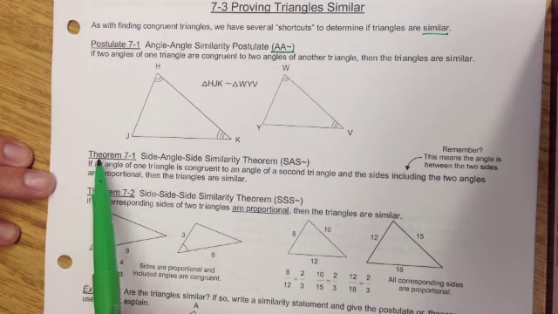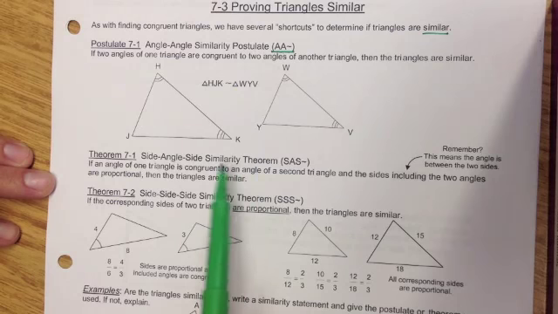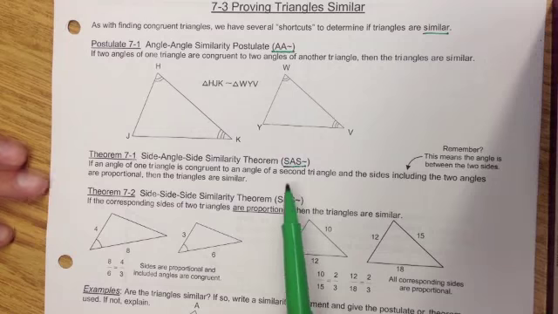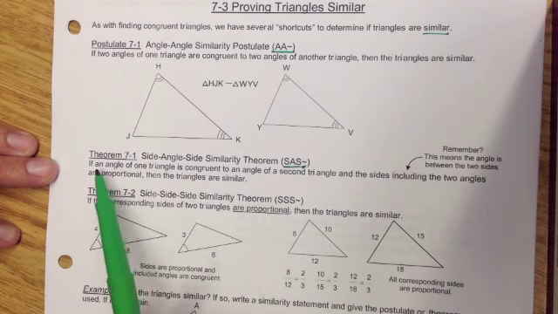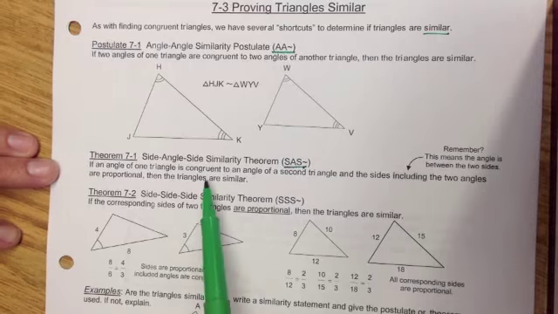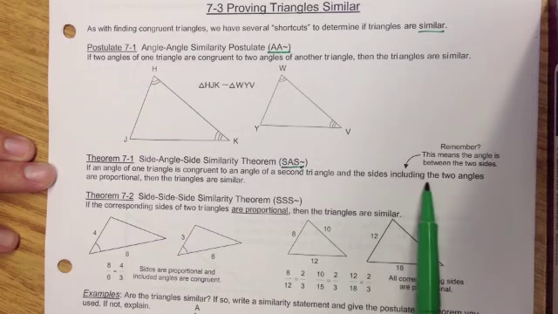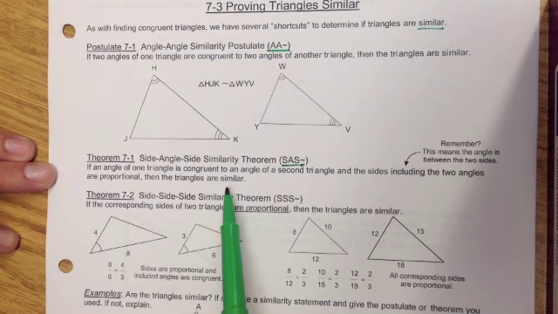The next theorem we have is the side-angle-side similarity theorem. We're going to abbreviate that by side-angle-side, and in order to distinguish it from when we were using congruence, we need to put the similarity symbol after it. This one says if an angle of one triangle is congruent to the angle of a second triangle, and the sides including those 2 angles are proportional, then the triangles are similar.